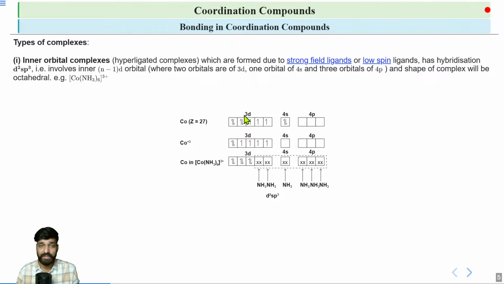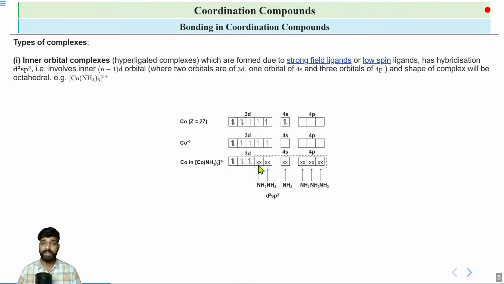Next, since it is an inner orbital complex and the ligand used here is NH3, and NH3 is a strong field ligand for cobalt 3+, what will it do? It will pair up the electrons of cobalt 3+. What is the meaning of pairing here? In the 3d, upon the change of oxidation number from 0 to +3, the number of electrons is 6. So they can be accommodated into 3 orbitals by pairing the electrons. Here 1 is already paired up, and the remaining 4 are paired up in the 2 orbitals of the 3d.